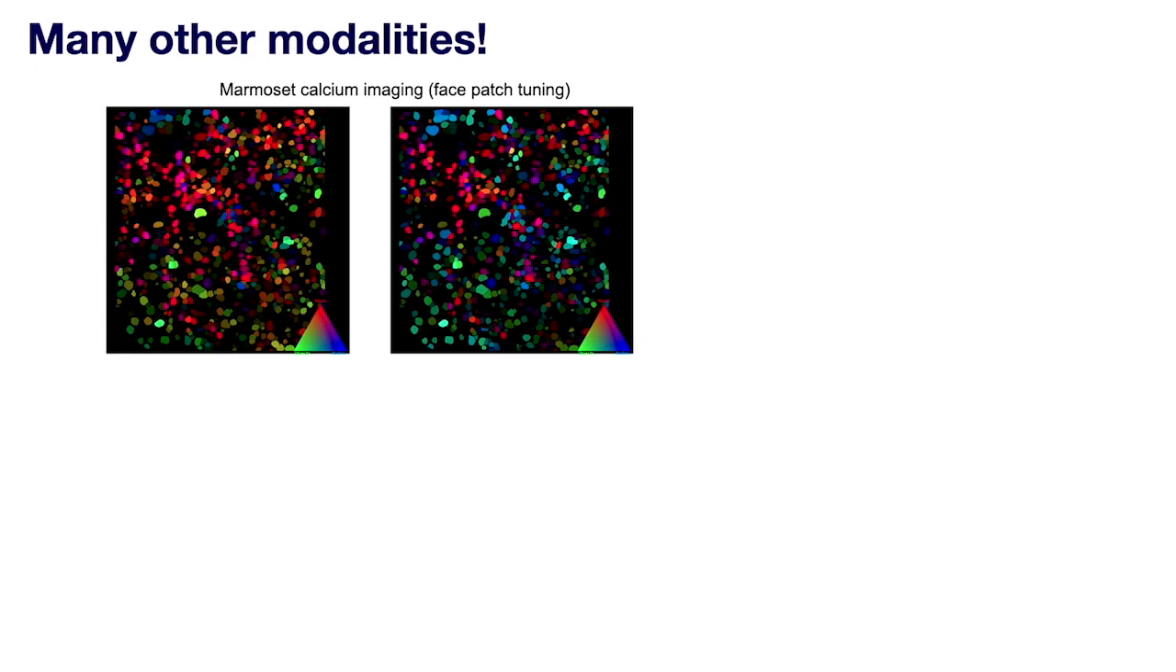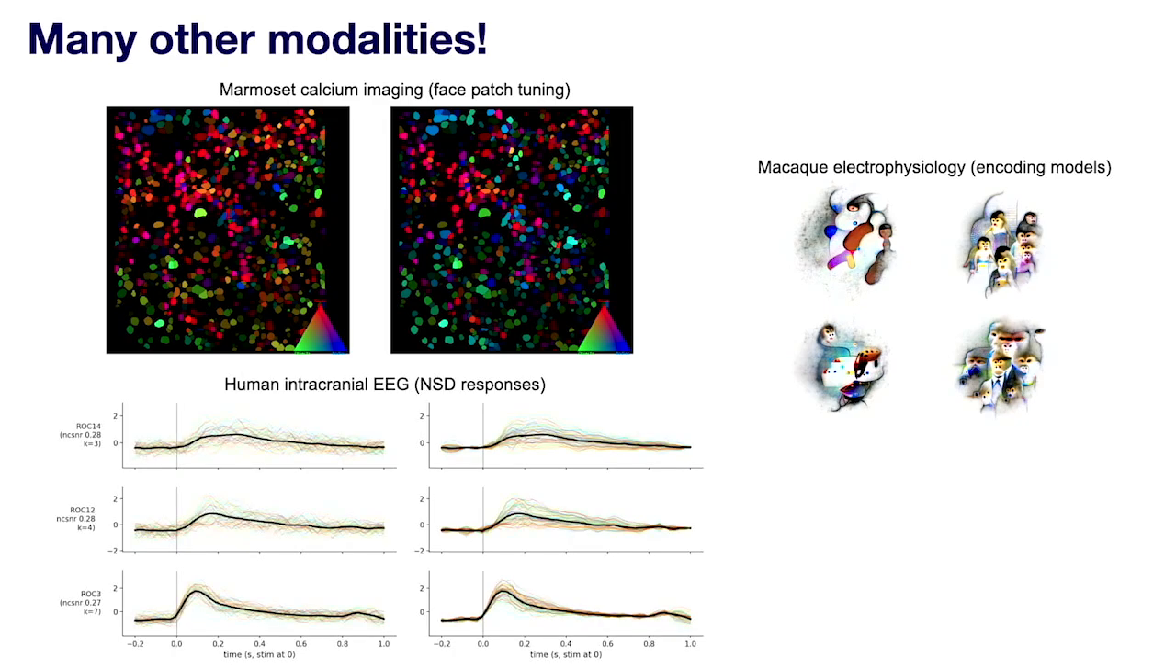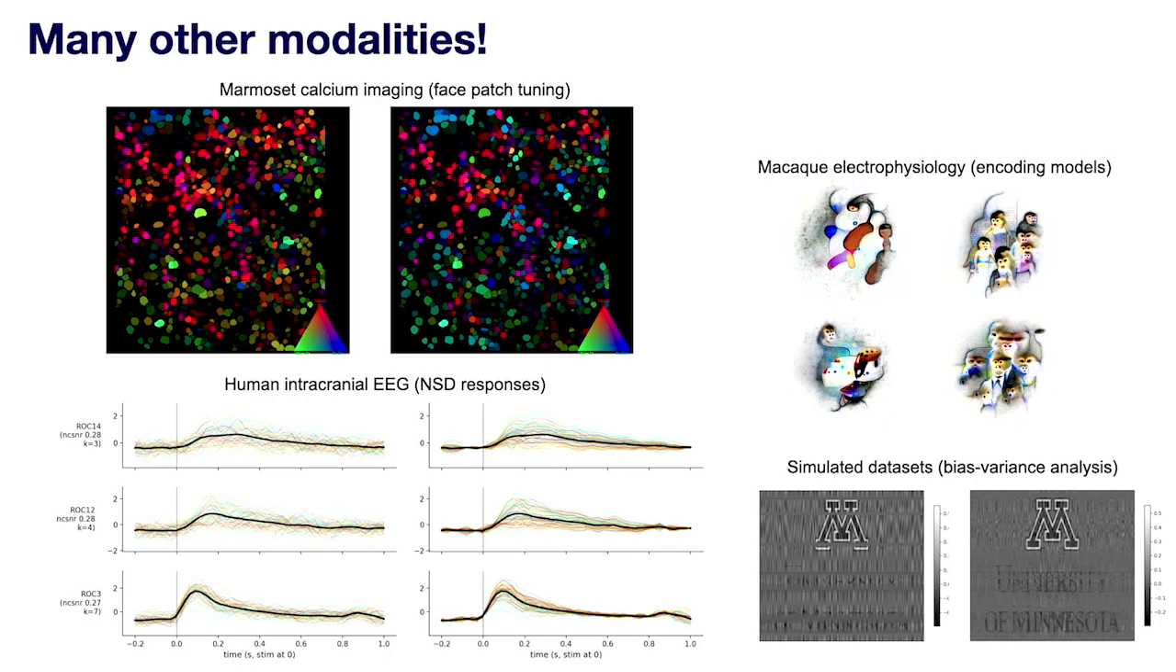Beyond fMRI and EEG, we're applying this to many other modalities, including marmoset calcium imaging data from face patches. We're looking at encoding models of macaque IT responses and trying to interpret the features that the models are choosing and how that changes with denoising, and also using human intracranial responses to NSD stimuli. And finally, we are extensively validating PSN using simulated data sets with known ground truth and looking at the bias variance properties of the method.